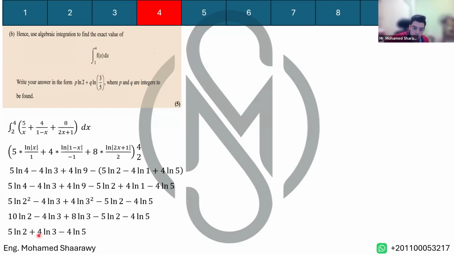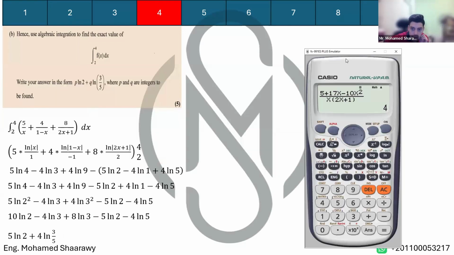Now I can make 4 a common factor like this one. So it can be written like this. And ln 3 minus ln 5 is just ln 3 over 5. And that's the answer. Okay, how can I check my answer in the exam?